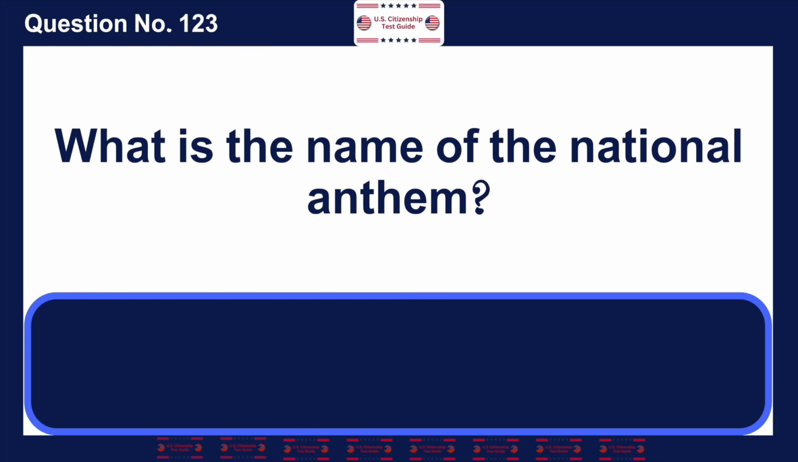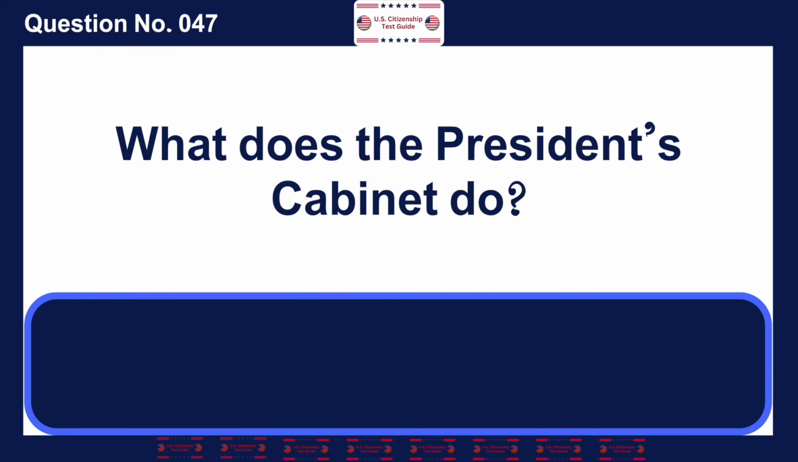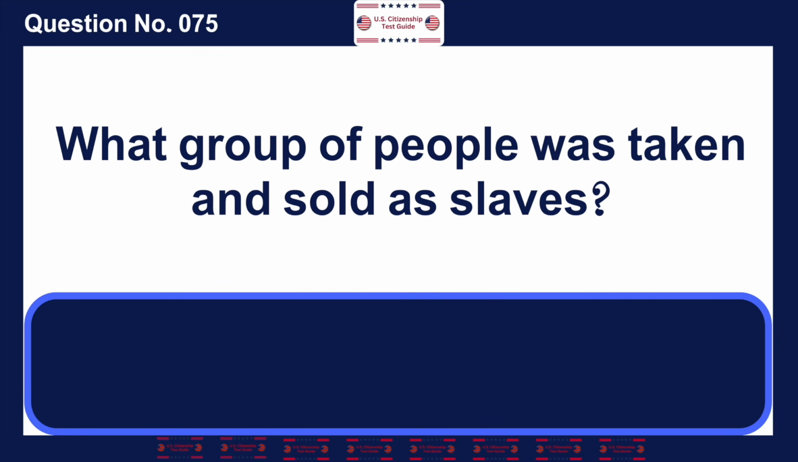What is the name of the national anthem? The Star-Spangled Banner. What does the President's Cabinet do? Advises the President. What group of people was taken and sold as slaves? Africans.